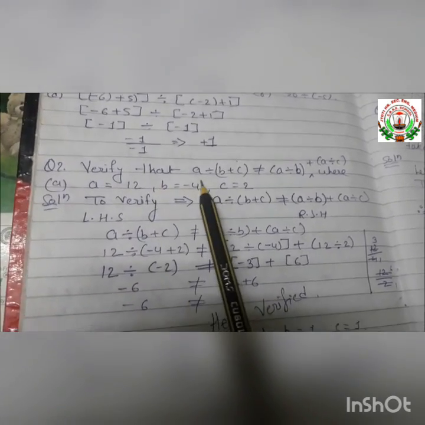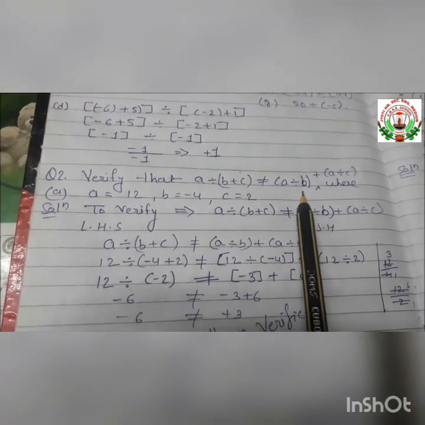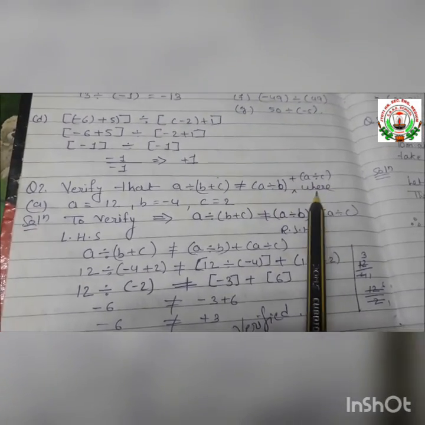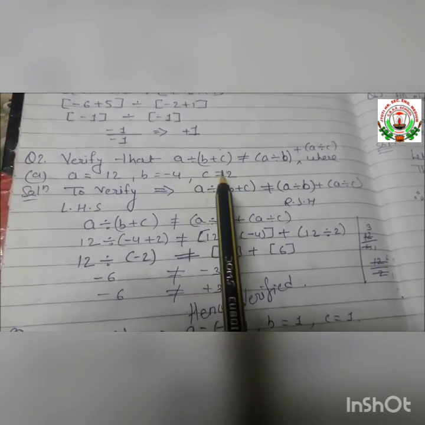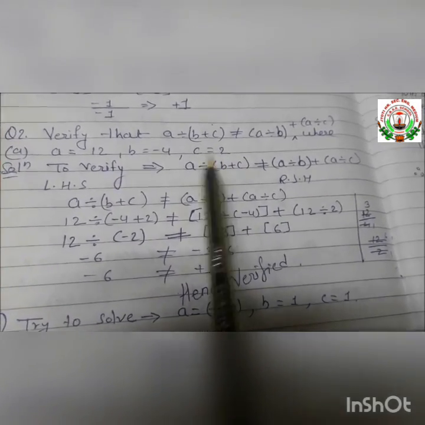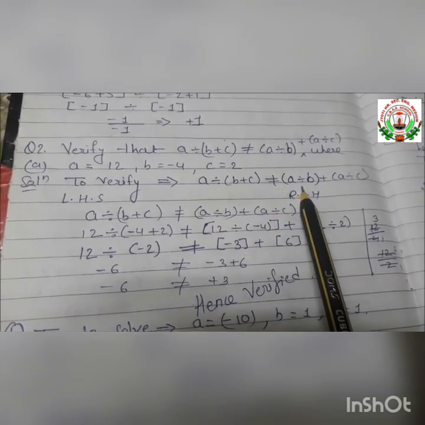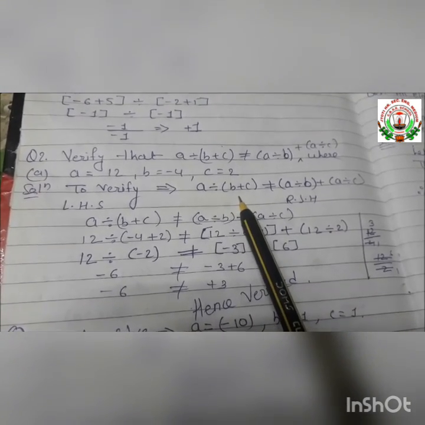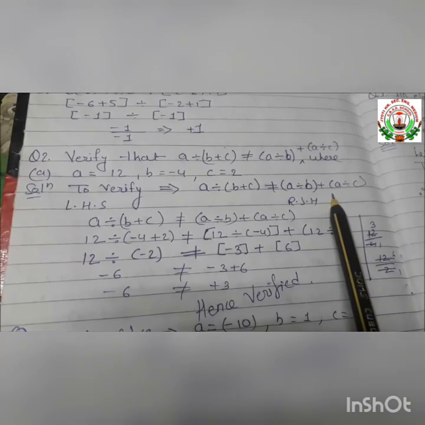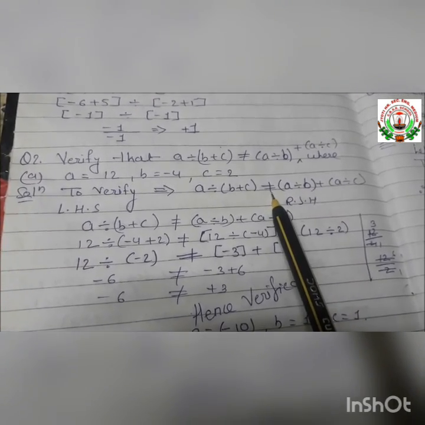Now second question. Verify that A divided by (B plus C) is not equal to A divided by B plus A divided by C, where the value of A is given as 12, B is given as minus 4, C is given as 2. So this one is the LHS part of the question and this one is the RHS part of the question. Remember that LHS and RHS are not equal.